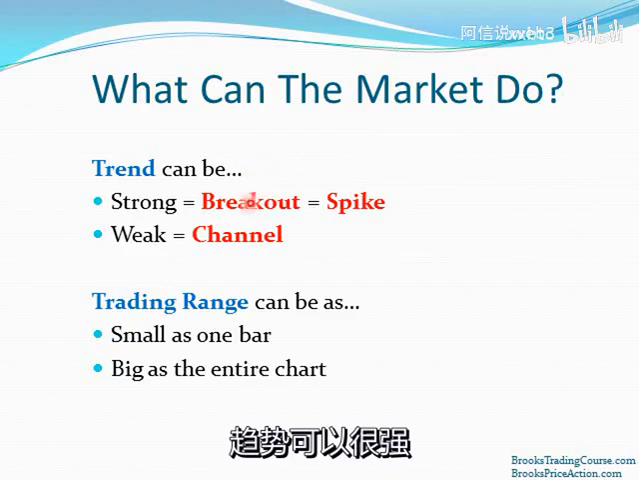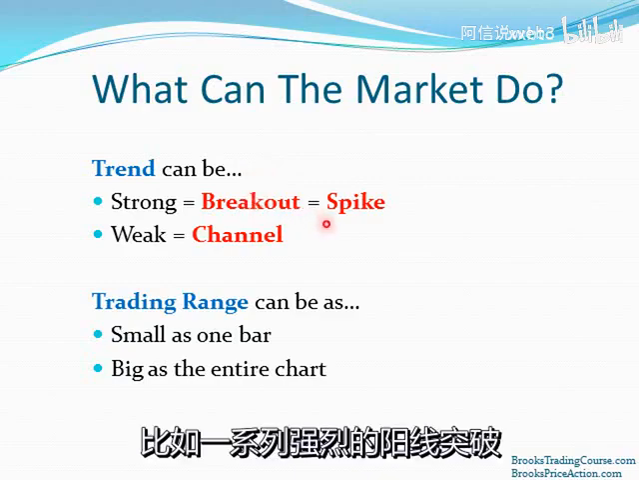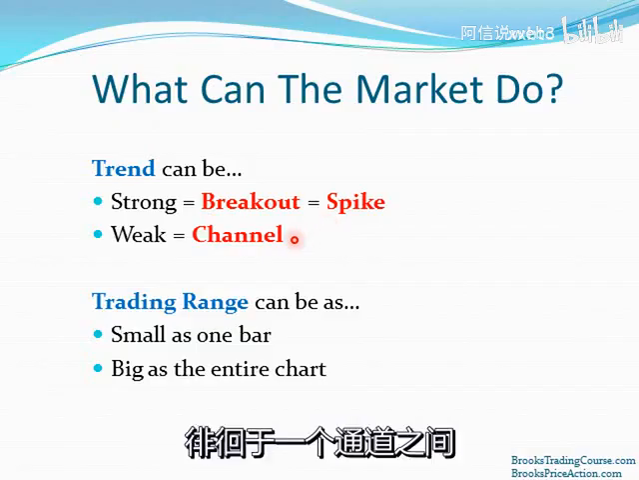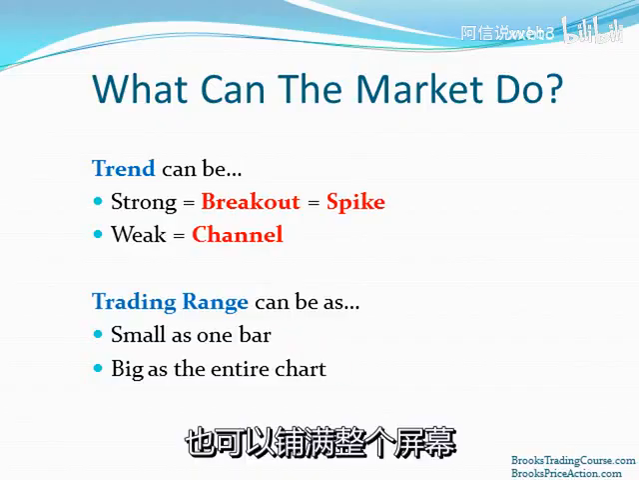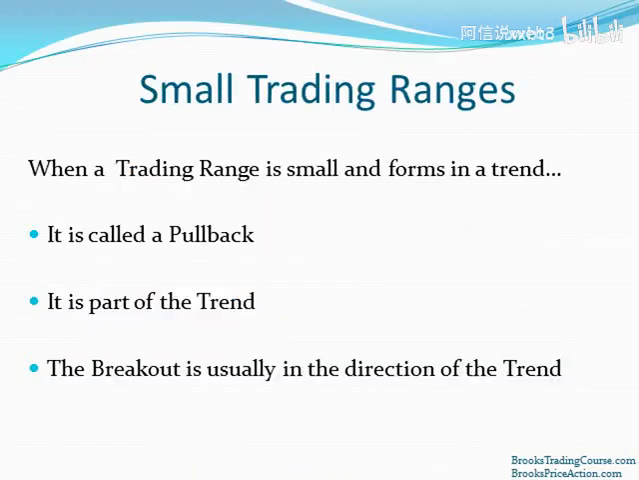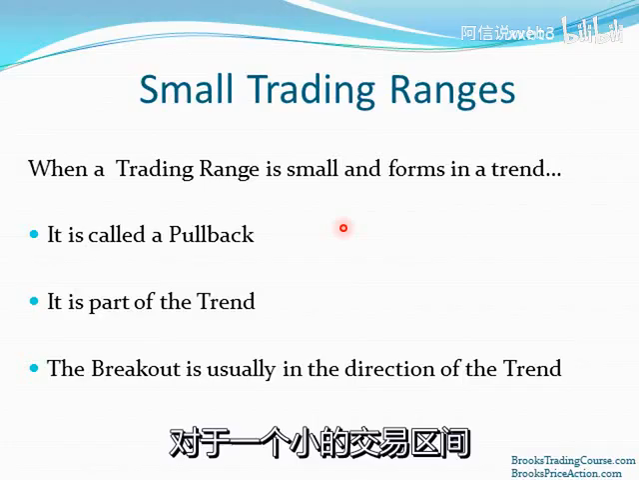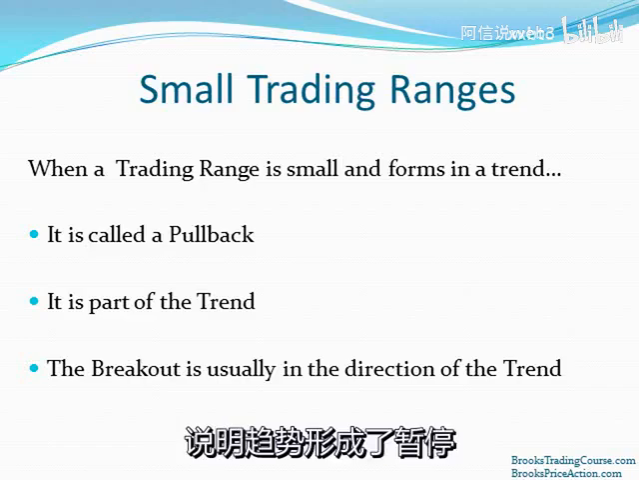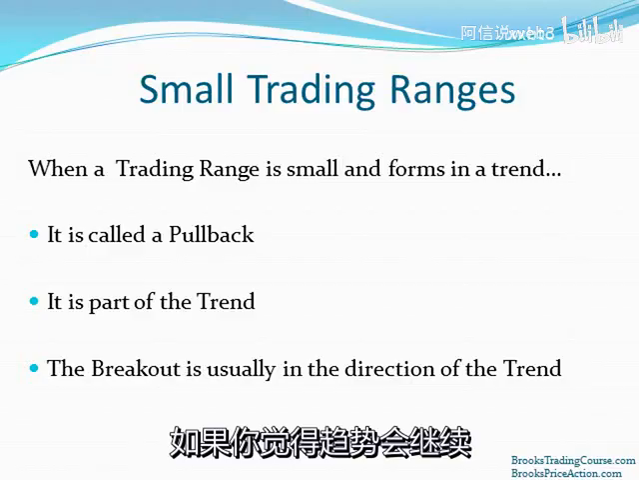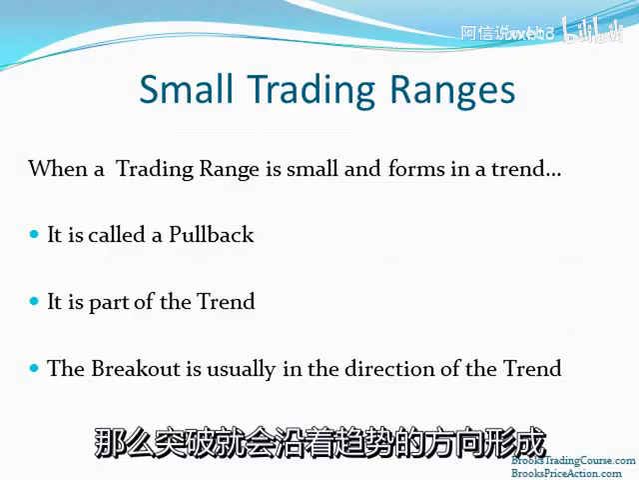The trend can be strong, like a breakout, a series of very large bull trend bars, for example, in a bull trend, or it can be weak and contained within a channel, with overlapping bars and pullbacks. A trading range can be as small as a single bar pullback, or it can be as large as the entire screen. When a trading range is small and it forms within a trend, it's called a pullback. And when it's a pullback, it's part of the trend. It's a pause in the trend, and you believe that the trend will resume, that the breakout will be in the direction of the trend.